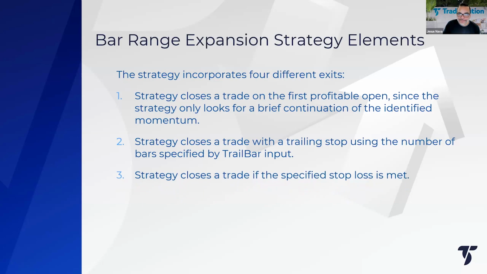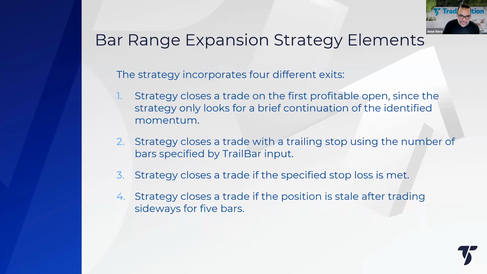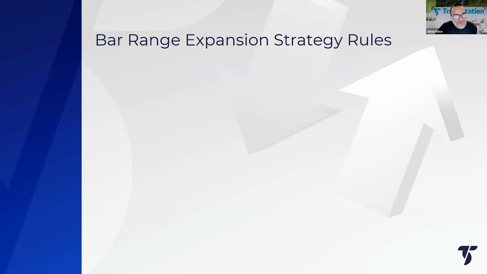The third one, I think there's 4 different exits here. The strategy closes the trade if the specified stop loss is met. So we do have a fixed stop that plays into the strategy, and if it hits it, then it just closes you. And fourth, the strategy closes the trade if the position is stale after trading sideways for 5 bars. So it's been some time and the strategy hasn't done anything. It hasn't moved up or down, but still, we want to get out because it's stale, so you have the time exit. Okay, so those are the 4 different exits.